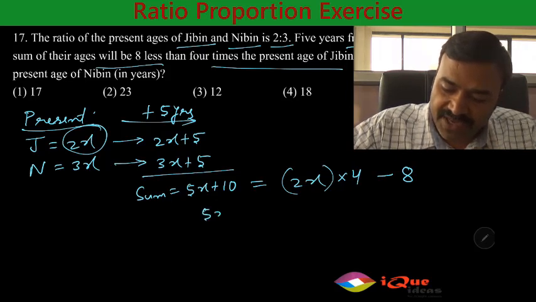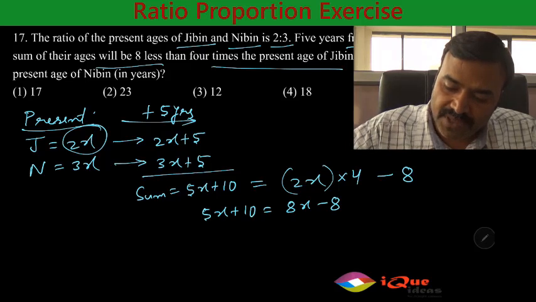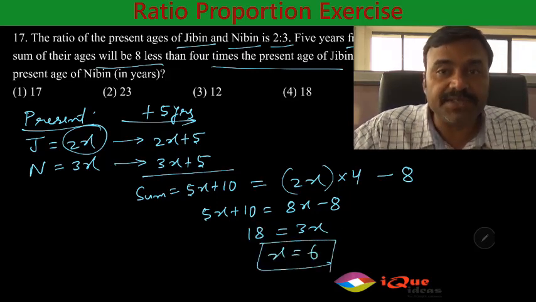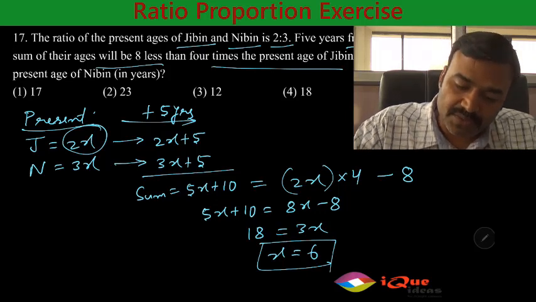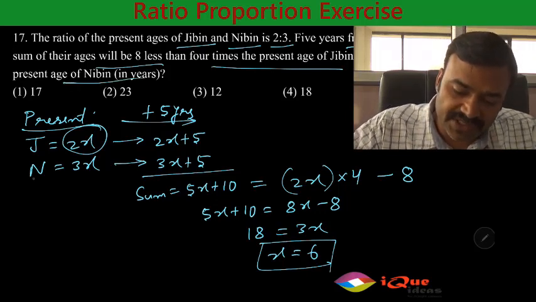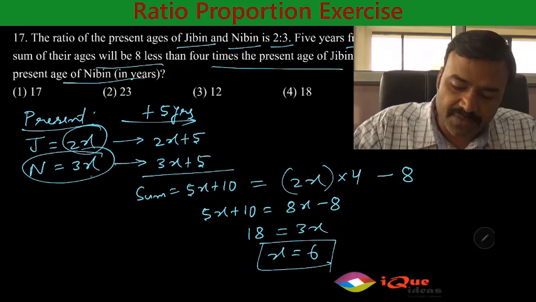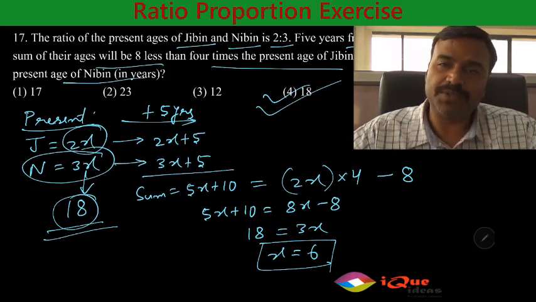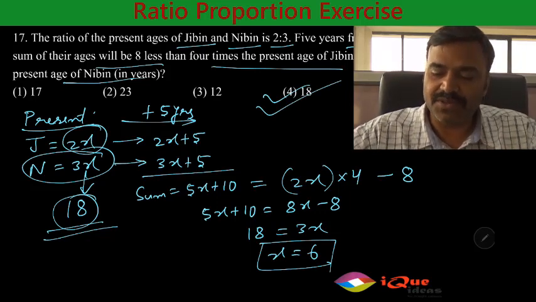So we have 5x plus 10 is equal to 8x minus 8. Take x on the same side, so 5x goes to the other side. 8x minus 5x is 3x, and 10 plus 8 is 18. So we get x is equal to 6. Remember, x is not the answer. What is our answer? The present age of Nibin. The present age of Nibin is 3x. 3x would mean 6 into 3, that is 18 years. Alright, so the answer of the question is fourth option. Okay, let's go on to the next question now.